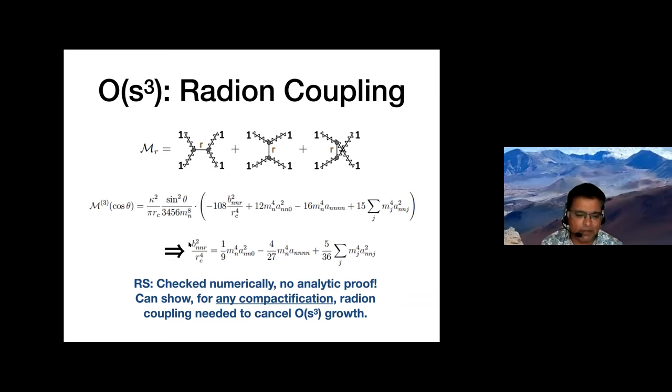If we were clever enough to understand the Ward identities of diffeomorphism invariance in this case, and we have to figure out exactly what that means, including the potential contributions from the boundaries, we might be able to relate the radion coupling to the KK couplings. We just haven't been able to find it yet. But I've shown you the numerical evidence, and we checked this as a coupling constant relation. This does appear to be the case in RS, which is why the energy to the sixth growth does cancel.